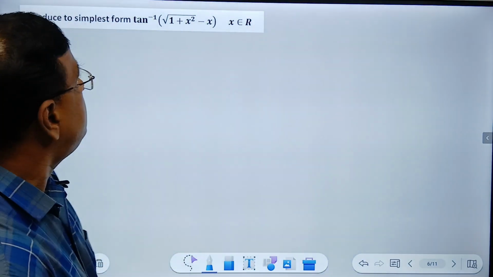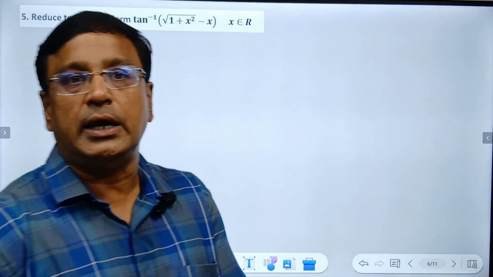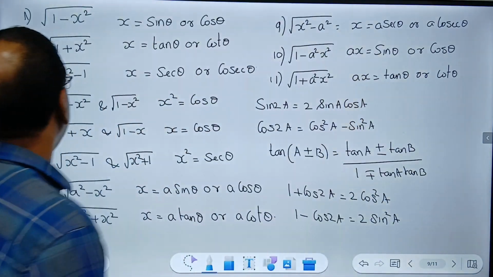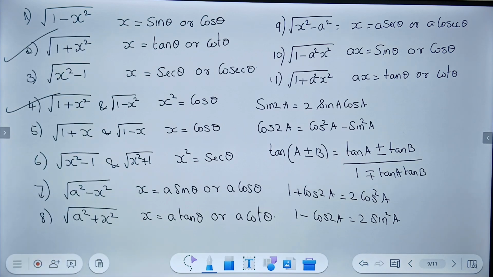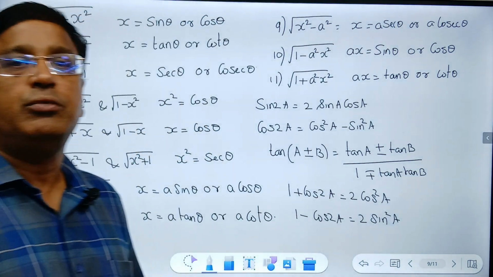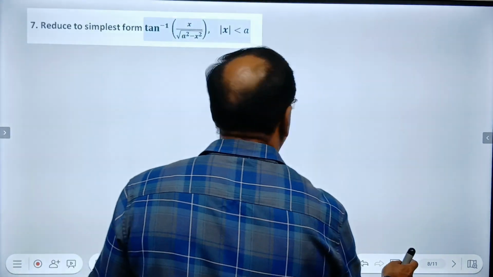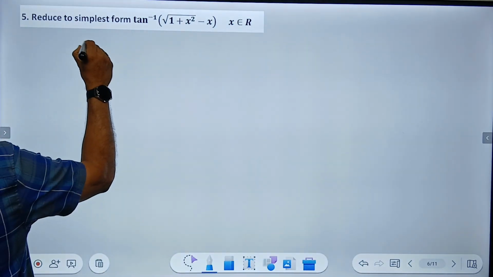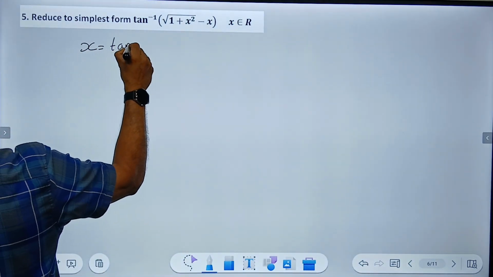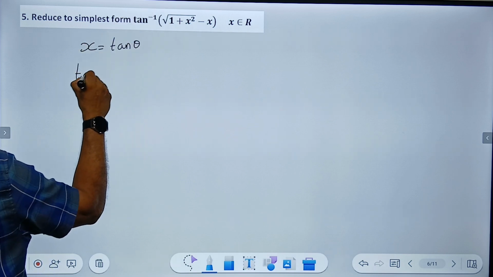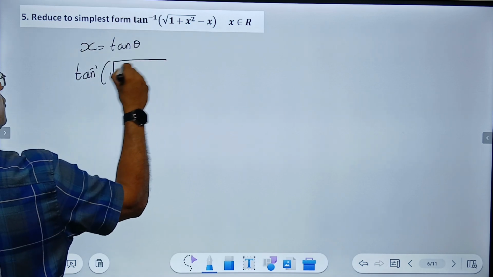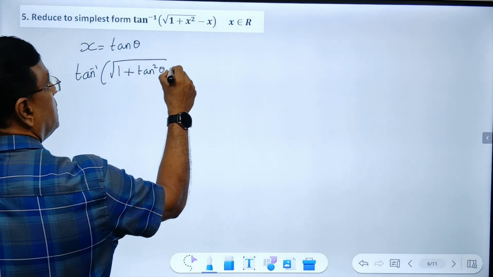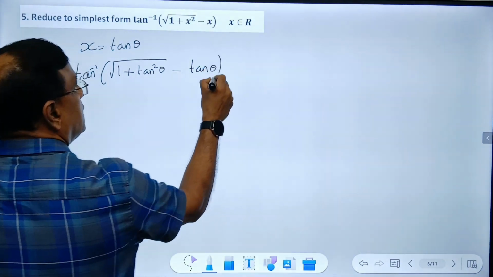So you have tan inverse of root of 1 plus x square minus x. Let's go to the formula page. When you have only root of 1 plus x square, what should I do? I should put x as tan theta, or I can put x as cot theta. Let us see what I can do here. So I will put x as, let us say, tan theta. When I put x as tan theta, what do I get? Tan inverse of root of 1 plus tan square theta minus tan theta, correct?